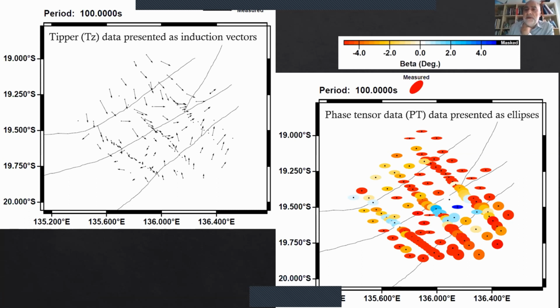Again, at this period here, at 100 seconds, we see that most of them show data which is a parameter derived from the phase tensor computation, and deviation from zero gives an indication of the dimensionality of the data. So something like -4 or +4, in this figure here, means that we are dealing with more than 2D subsurface, or higher dimension of the data.